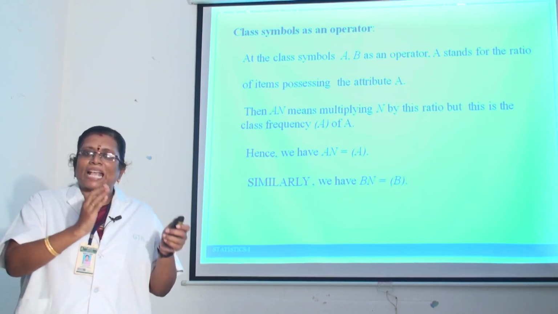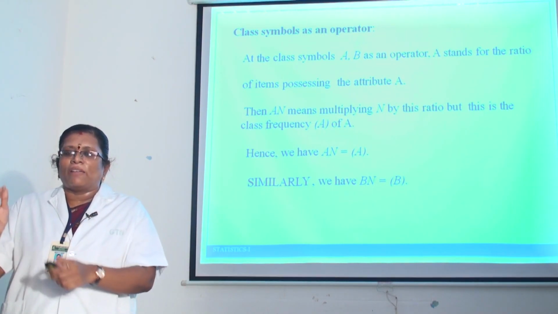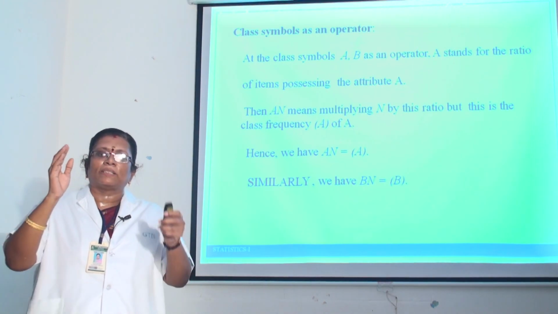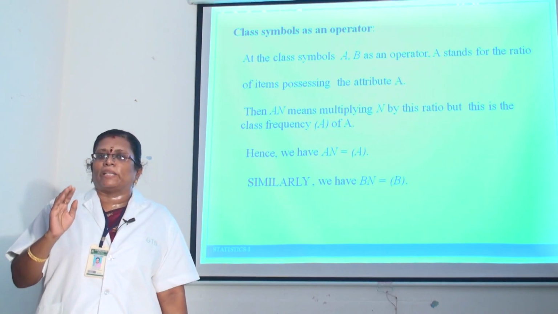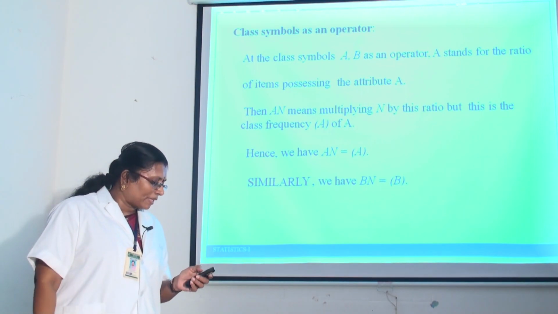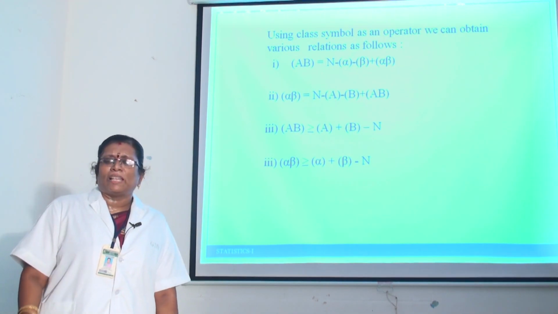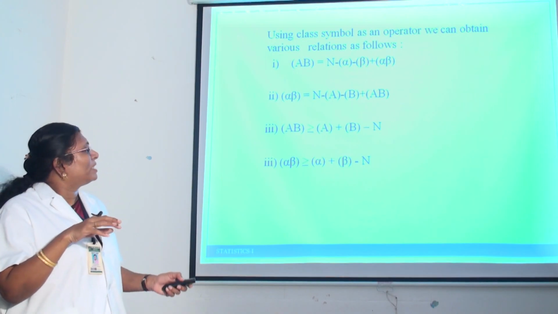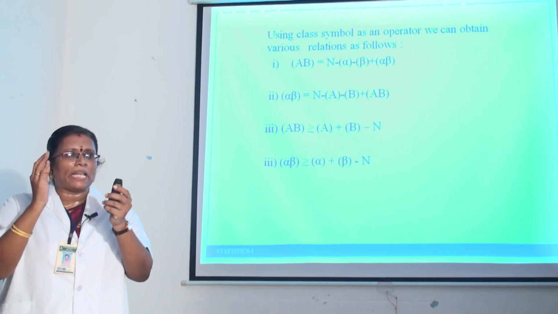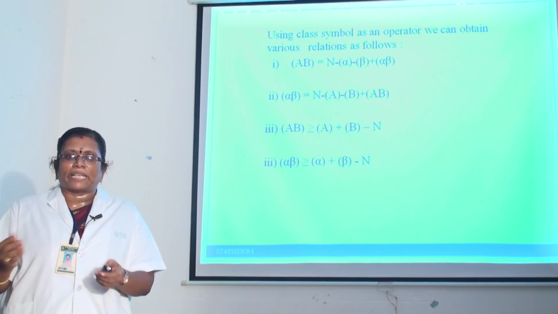That is the class frequency A, capital A, plus the class frequency alpha will be equal to capital N. The next question is how to remove this class frequency A. It is the attribute A into N. I have given the example with B also. And using the class symbol, we can obtain the various relations also. That is, class frequency AB can be written as AB into capital N. Capital A is 1 minus alpha, capital B is 1 minus beta. Like that I can write.